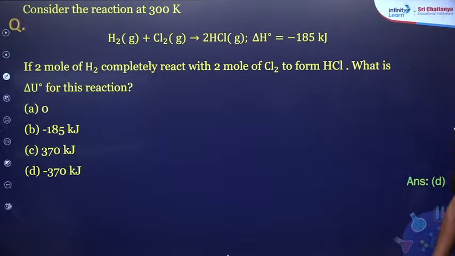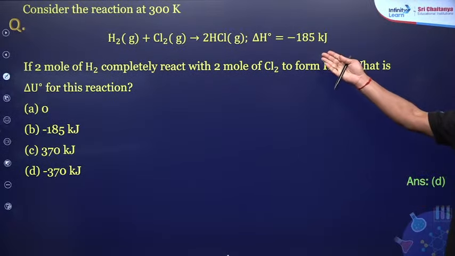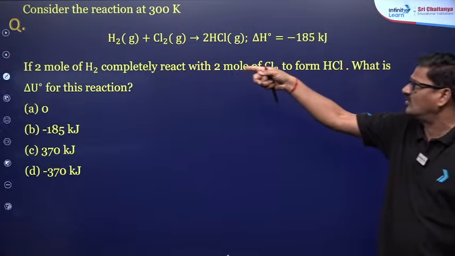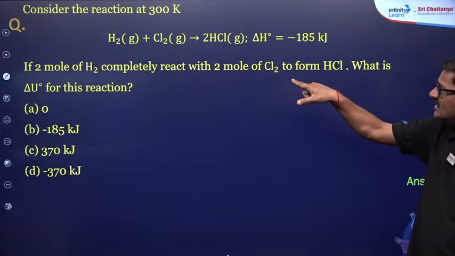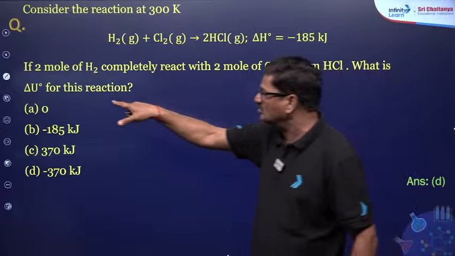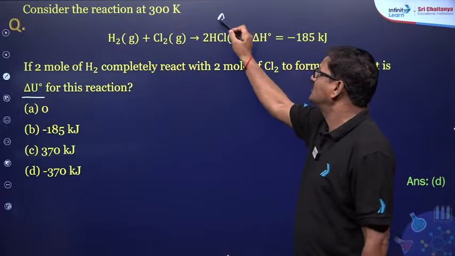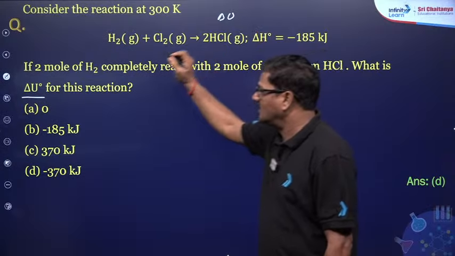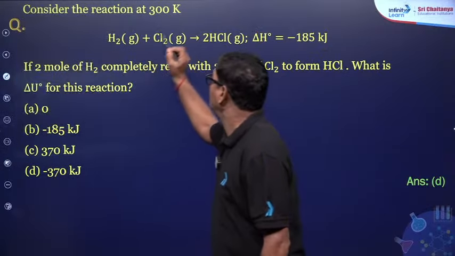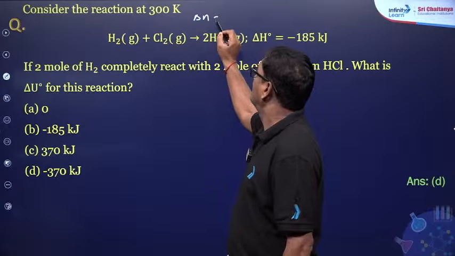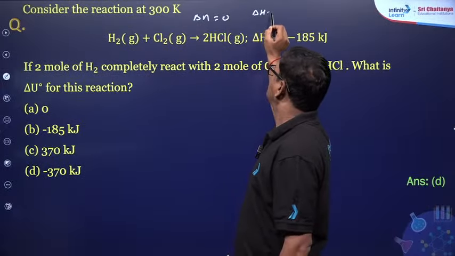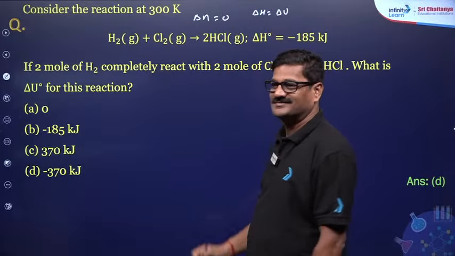Now moving ahead, and the option is going to be D, minus 370. It is 1 mole and 1 mole, right? But it is asked to calculate delta U. Of course, this delta n is equal to 0, so delta H is equal to delta U.